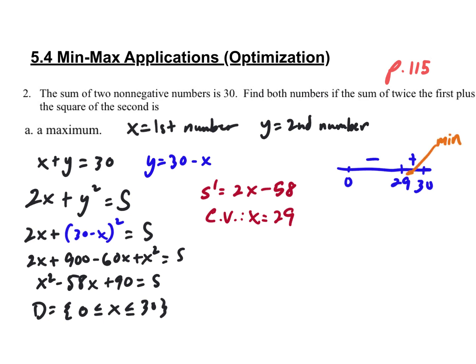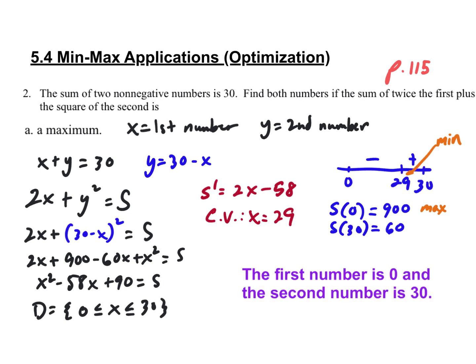And now, when I test the endpoints, we are actually picking x. So if x is 0, y has to be 30. If x is 30, y has to be 0. So we end up with those similar numbers, because since x is 0, y has to be 30. 30 squared is 900. If x is 30, that means y has to be 0. We end up in the same situation. We just have them reversed because now we're talking about x. So x is 0, y is 30. That's where my max is, and then my final answer, the first number is 0, the second number is 30.